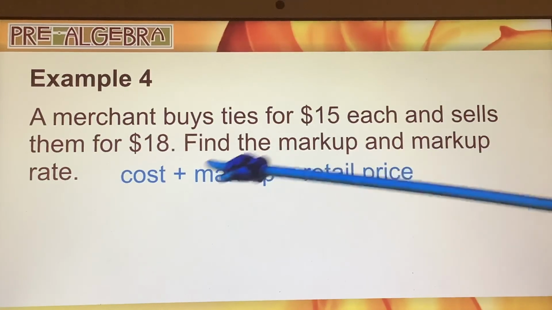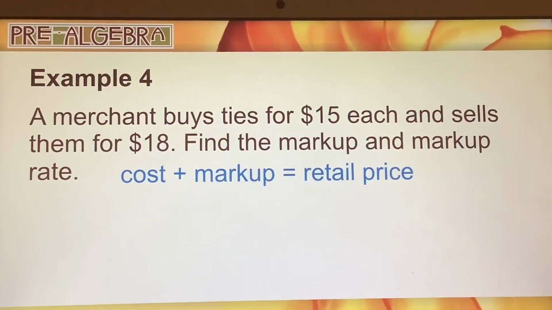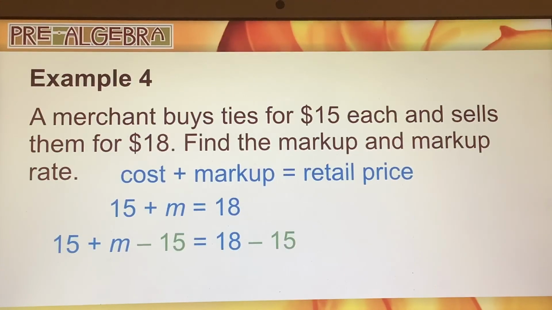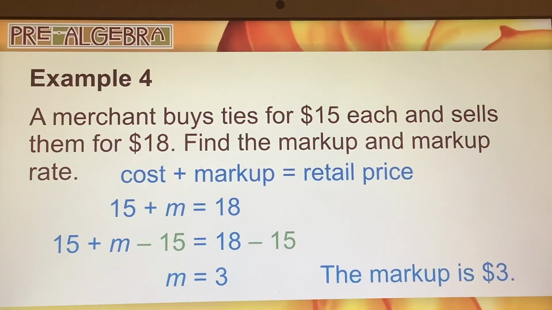Now, we need to find the markup. So that means 15 plus m, the markup, equals 18. And when you solve, m equals 18 minus 15, and that would be 3. So the markup is $3.